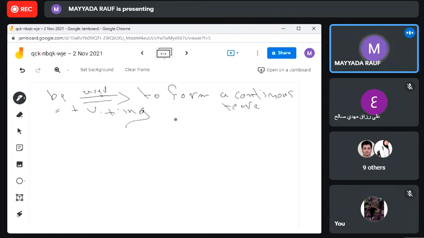So the continuous tense occurs always when it expresses or describes an activity that is in progress. Okay, what we call temporary activities. For example, she is washing her hair.